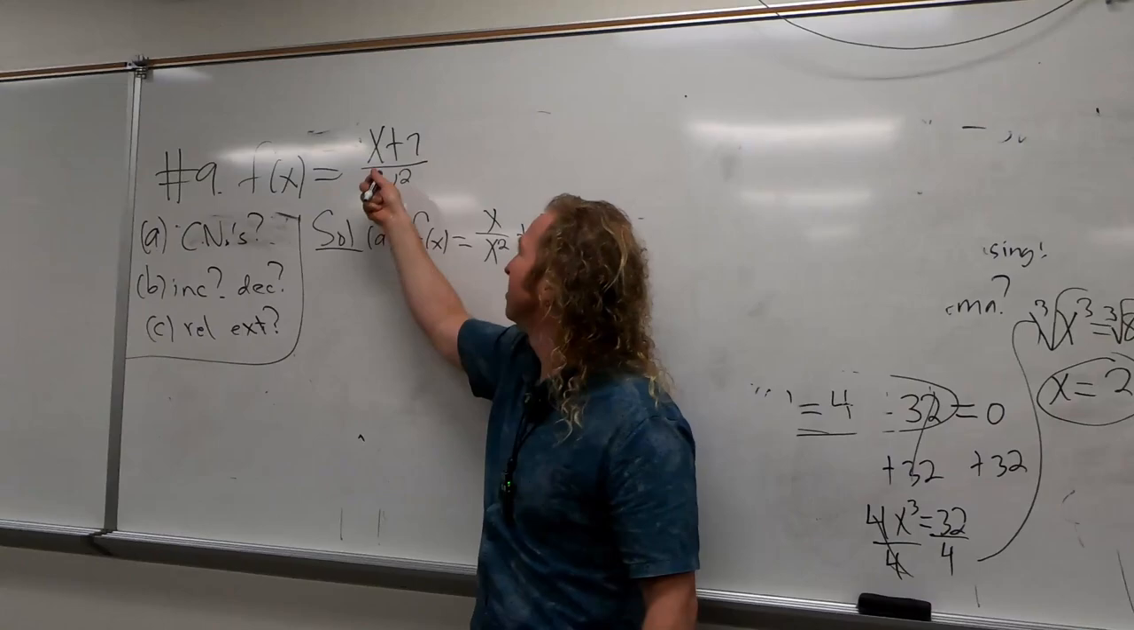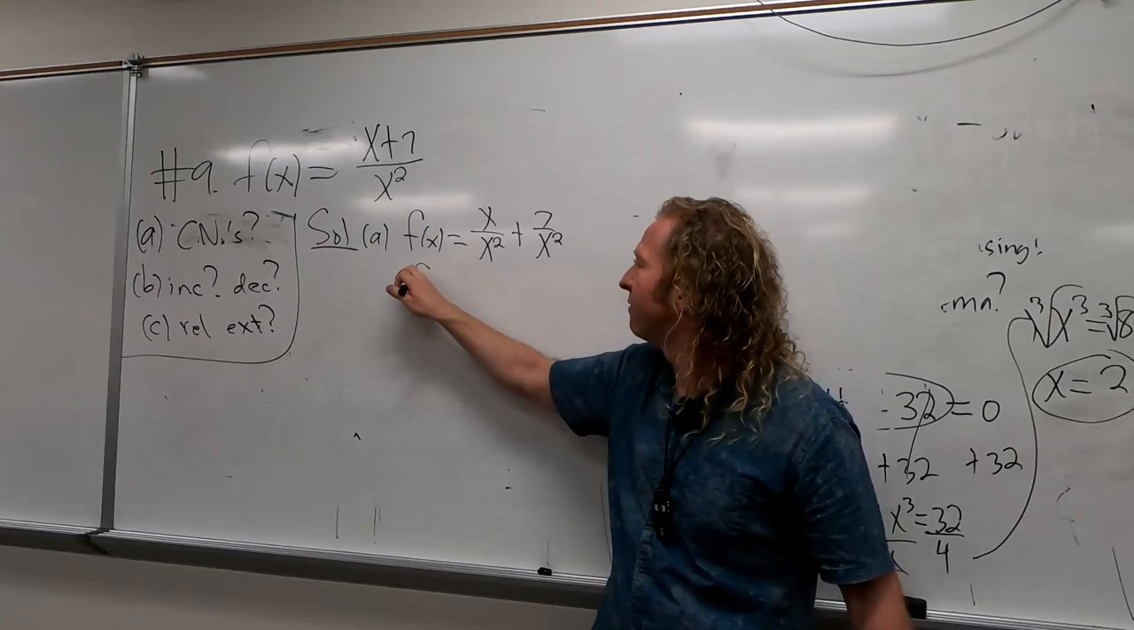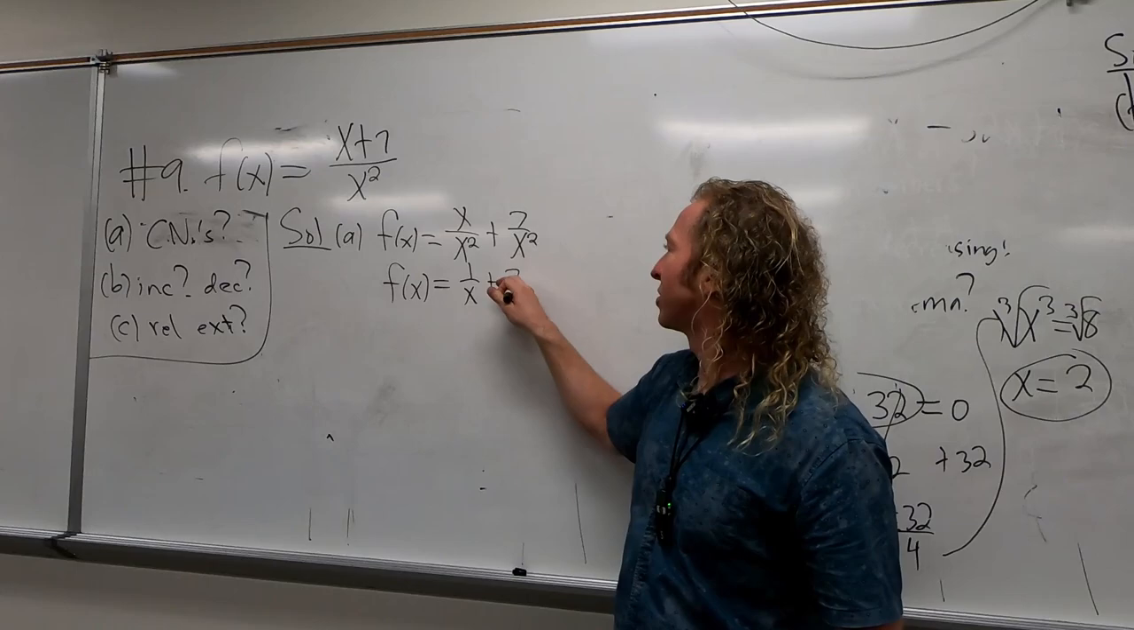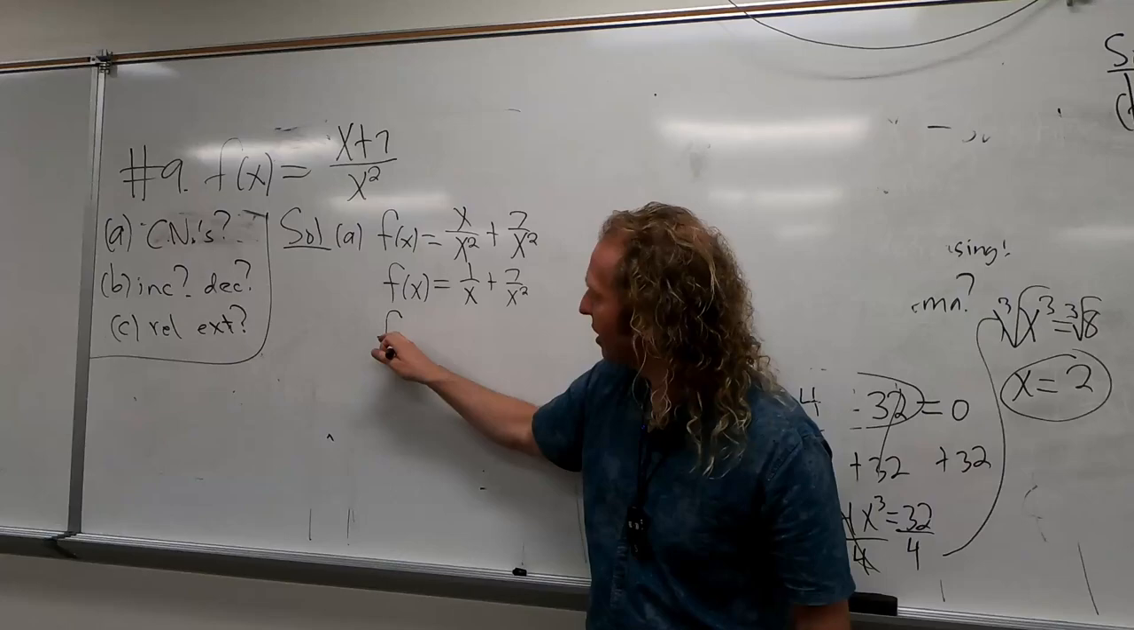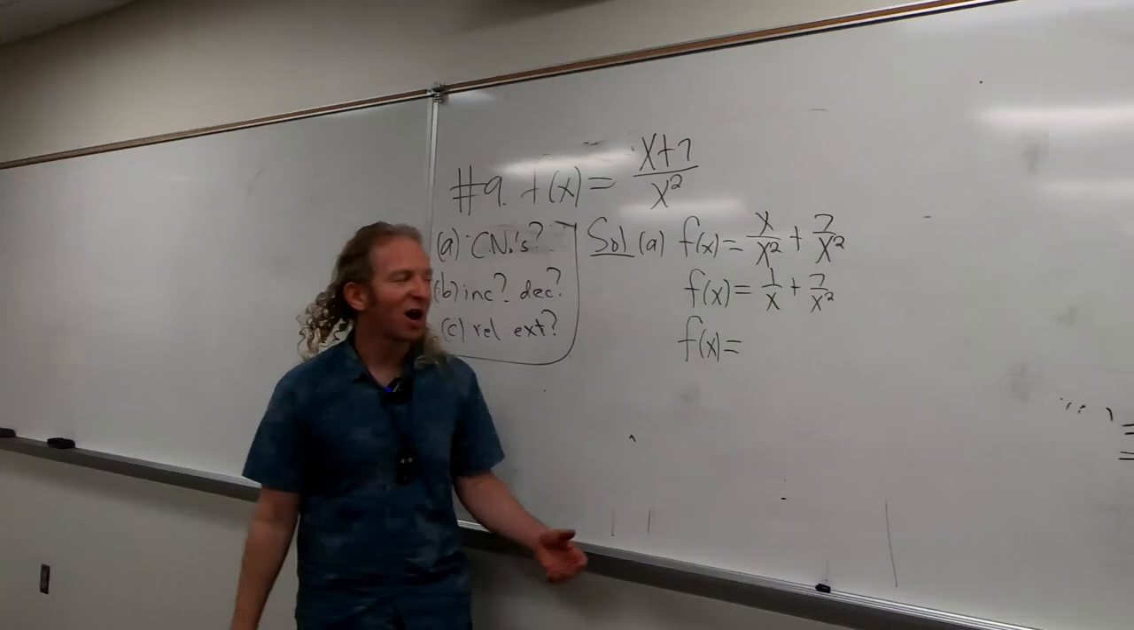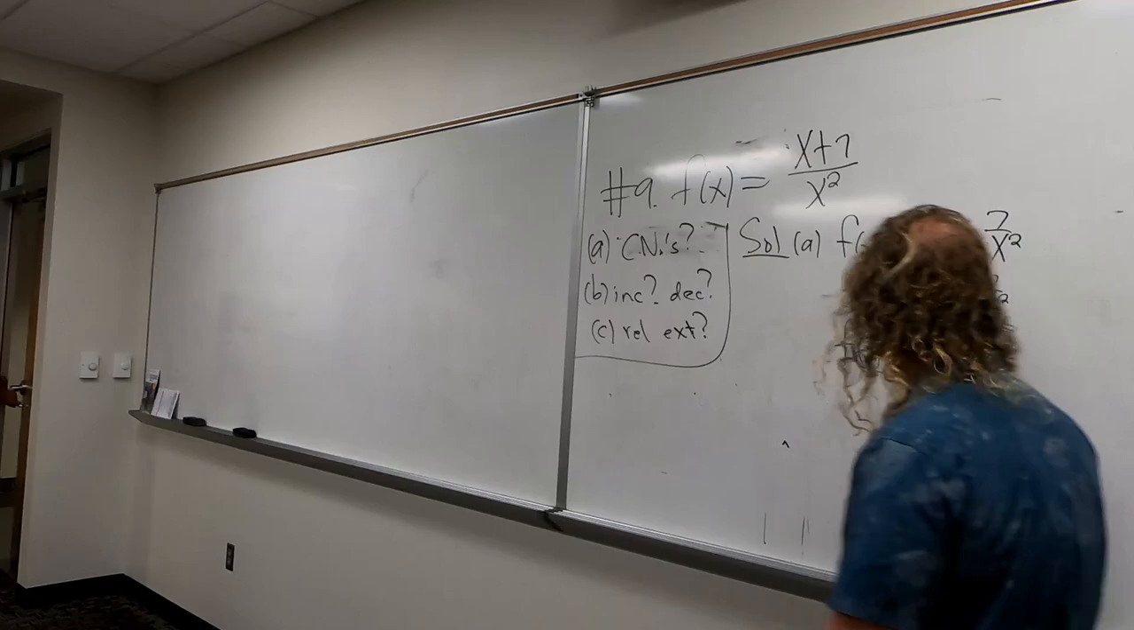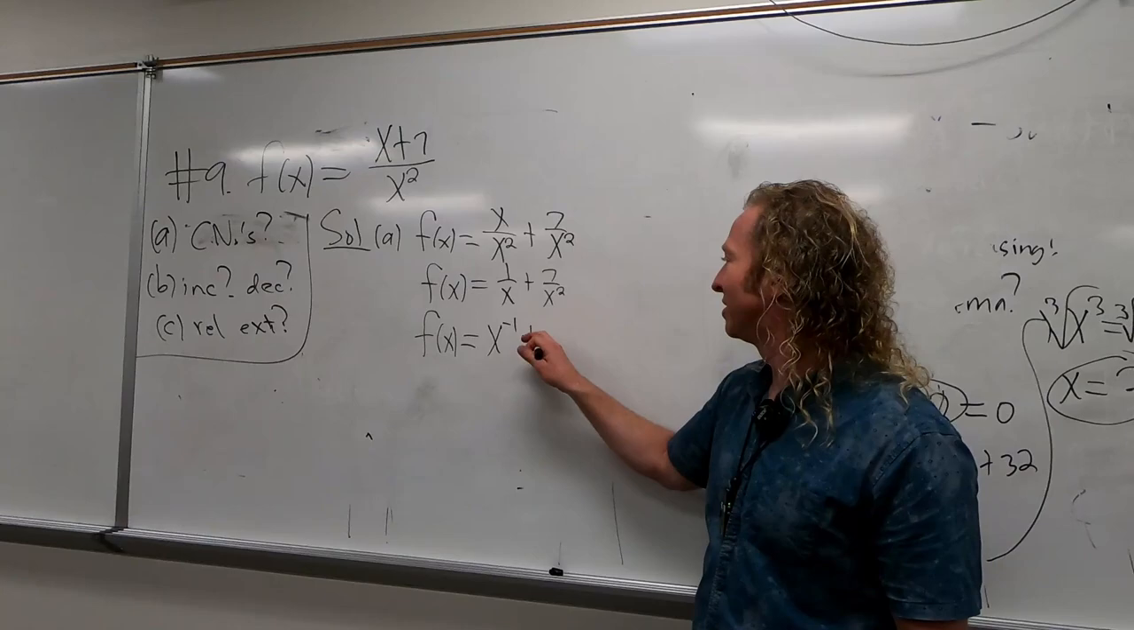This over this is just 1 over x. So it's f of x equals 1 over x. And this is 7 over x squared. I know I could have done something there and I didn't. I wanted to. Let's do it in the next step. What is it you have to do before you take the derivative to make it easier? What can you do with the x's? Bring them up. So this is x to the negative 1 plus 7x to the negative 2.